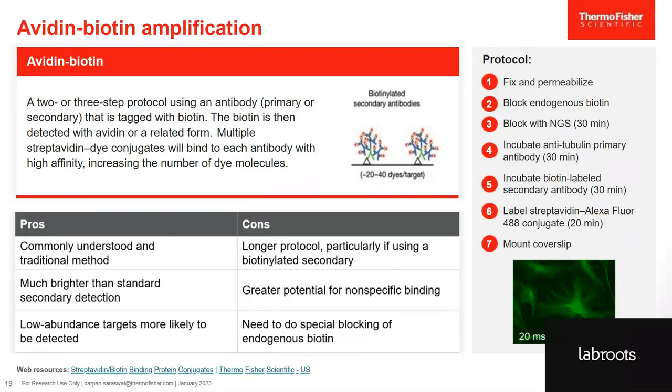It's a commonly understood and traditional method, much brighter than standard secondary detection, and low abundance targets are more likely to be detected. What are the disadvantages? The disadvantage is a longer protocol. You have to do a special blocking step in between, like you have to block endogenous biotin, and it comes with a greater potential for non-specific binding.